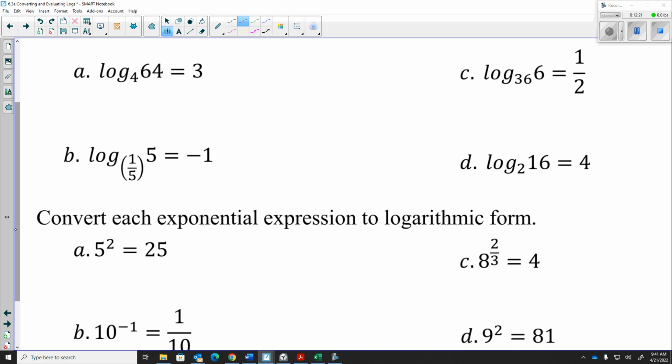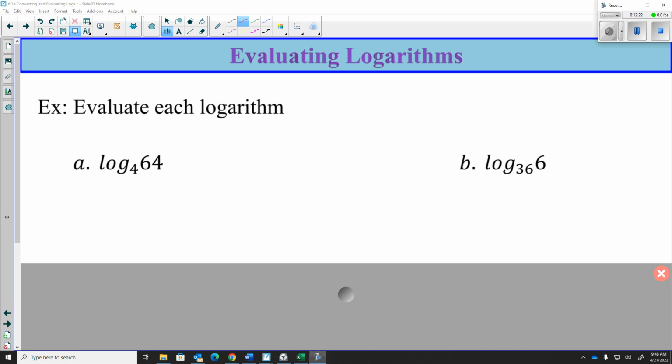Okay, here we go. Evaluate the logarithm. Here's what that means. The logarithm's asking you a question, right? When it says evaluate the log, that just means answer the question. So what is this asking you? What power do you need to raise 4 to get 64? 3? 4 to the third power? Okay, so it's 3. Unbelievable. That's all it means, okay?